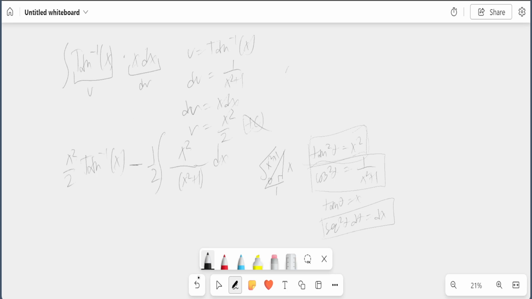I'm gonna do it off to the side here just so I have more space. So that becomes tangent squared theta times cosine squared theta times secant squared theta d theta. Those cancel, so it's tangent squared theta d theta. What's the best way to do this? Let's just do 1 plus tangent squared theta is equal to secant squared theta, right? So this is just secant squared theta minus 1 d theta. So that's tangent theta minus theta, right?